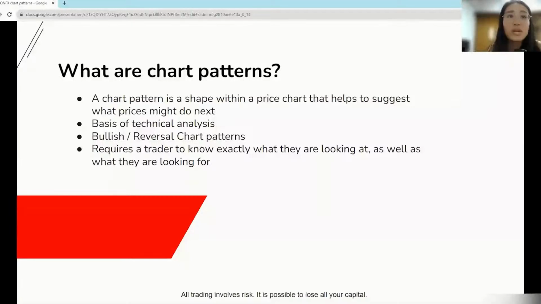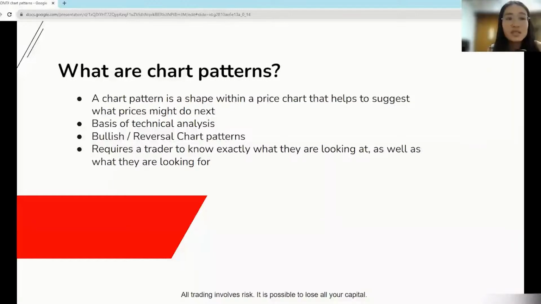Okay, so what exactly are chart patterns? Chart patterns are visual representations of historic movements in financial markets, in your stocks, currencies like forex, commodities, and so on and so forth. And these patterns are used by traders and analysts to make predictions about future price movements.